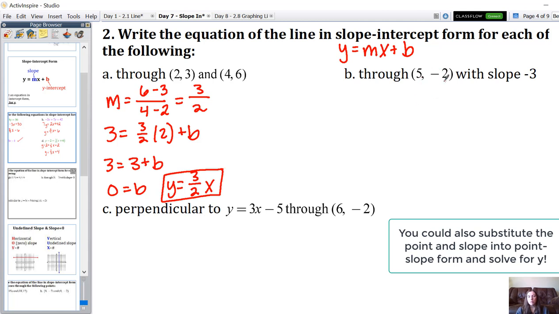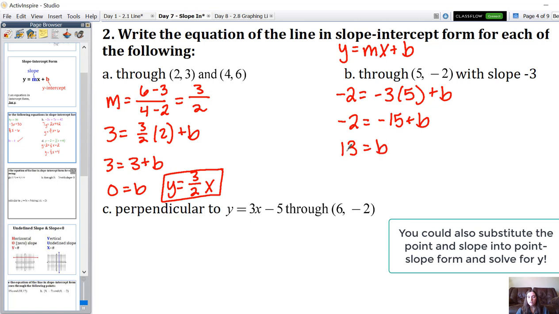In part B, I give you a point and I give you the slope, so I don't need to solve for the slope first. So I'm going to use these 2 pieces of information and solve for b, get our y-intercept, and then we'll write our equation. My y value is -2 equals the slope times the x value plus b. -2 equals -3 times 5, which is -15, plus b, and we can add 15. So 13 is equal to b.